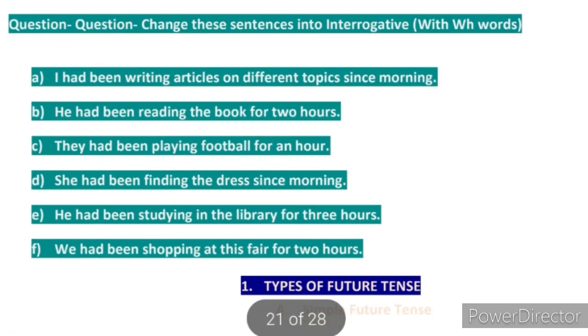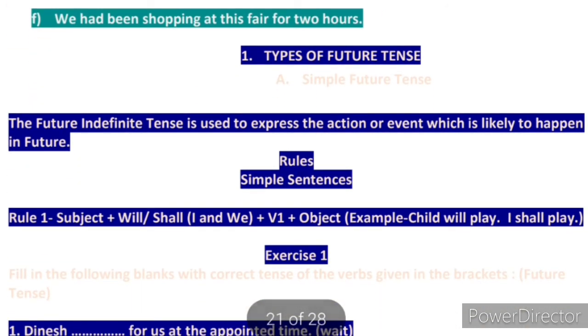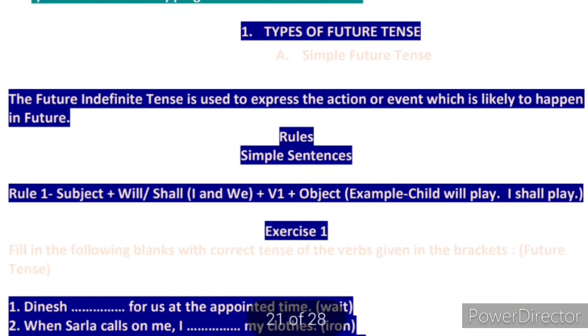So now next are the 4 types of future tenses. This is the last, third one, and all the 4 types. First is simple future. So why do we use simple future? The future indefinite tense is used to express an action or event which is likely to happen in future. So the rule is for simple sentences.